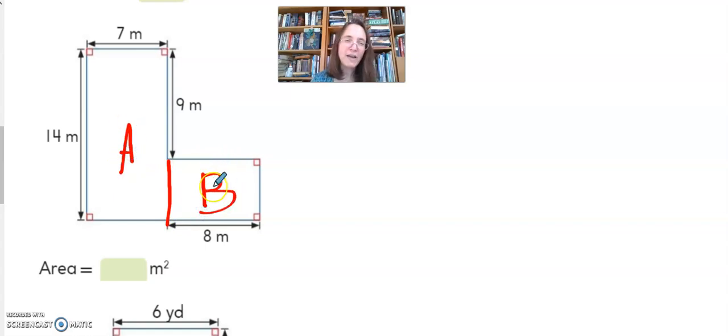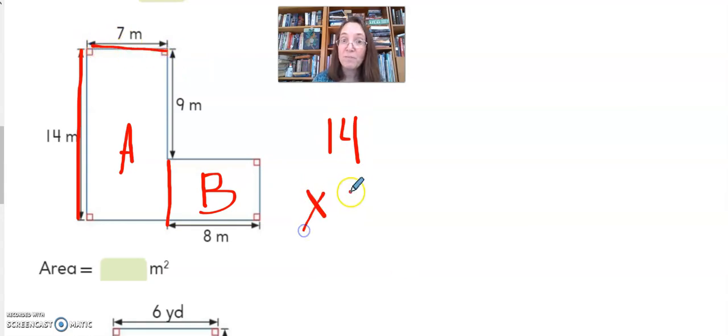Now, when I'm trying to figure out area, I'm interested in finding out the two-dimensional space that is covered by each rectangle, and I would use this to find out how many tiles to lay on the floor, how much carpet to roll out, something like that. So let's look at rectangle A. I know that from here to here it is 14 meters. And I also know that this right here is 7 meters.